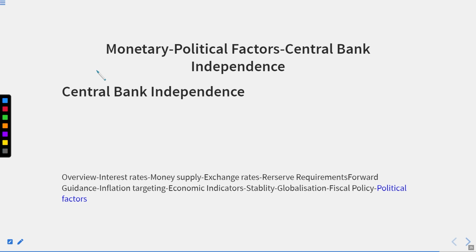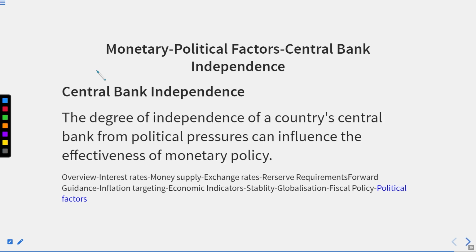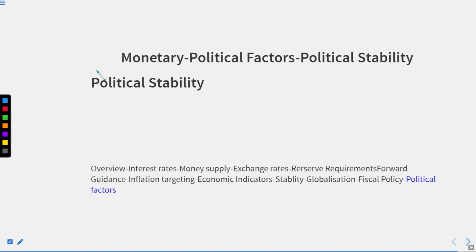Thereafter, political factors. What are these? First is central bank independence. The degree of independence of a country's central bank from political pressure can influence the effectiveness of monetary policy because it will ensure non-corruption, openness, fairness and integrity. So it is very, very important that the bank should remain independent.